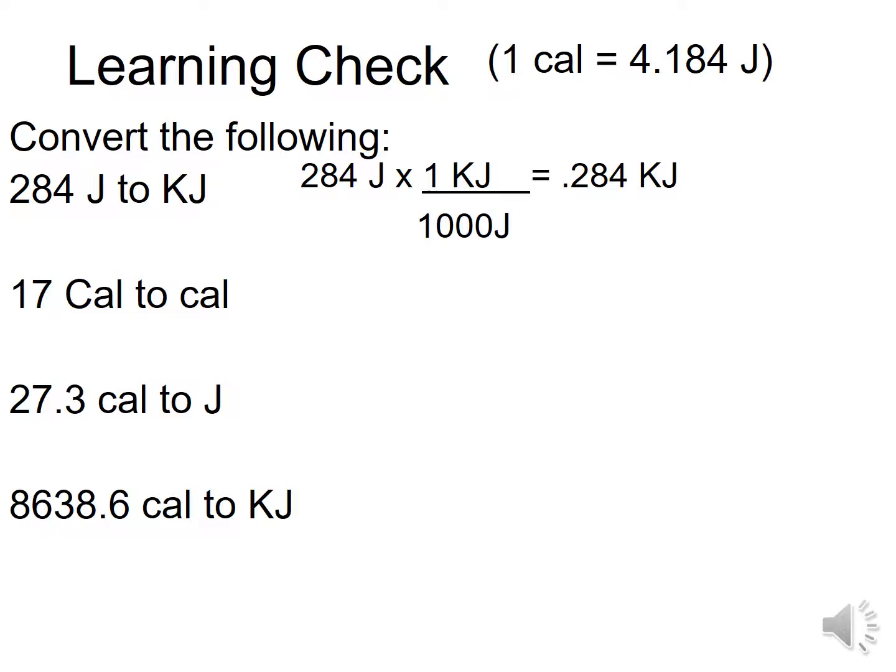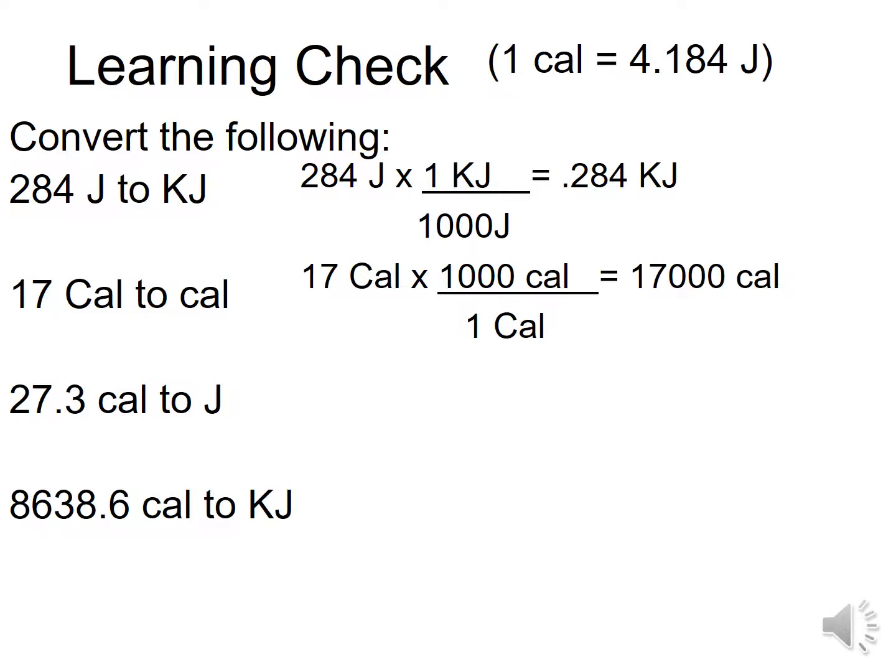Using 284 joules times 1 kilojoule for every 1,000 joules, we get 0.284 kilojoules. One small misprint here. Kilojoules should be a lowercase k, actually. For kilo, we use a lowercase k, not a capital K. If we convert the 17 big C calories to little c calories, we should actually multiply by 1,000. So 17 big C calories is 17,000 little c calories.